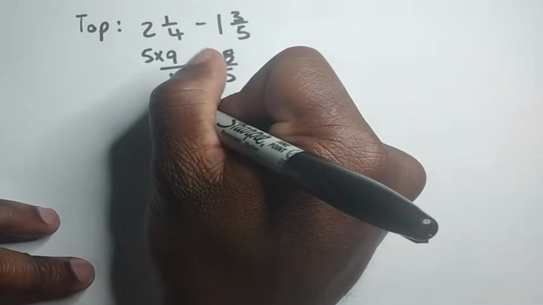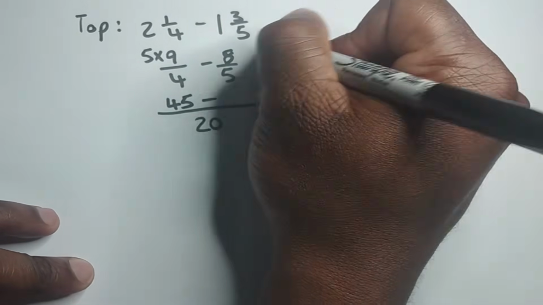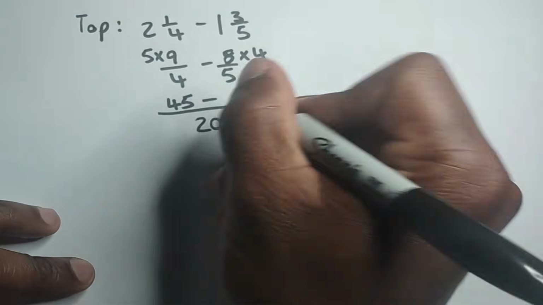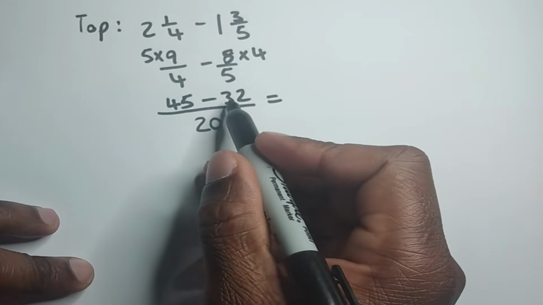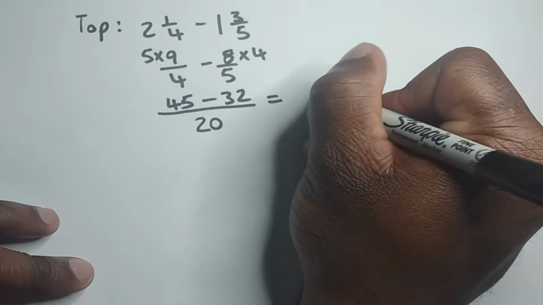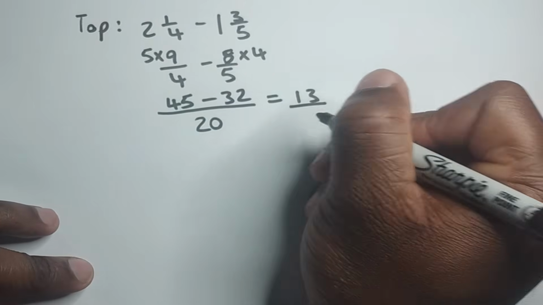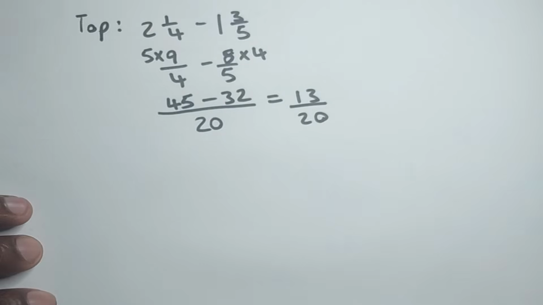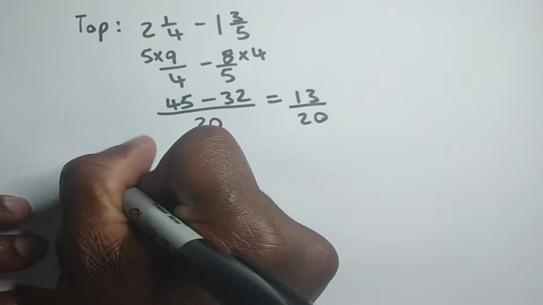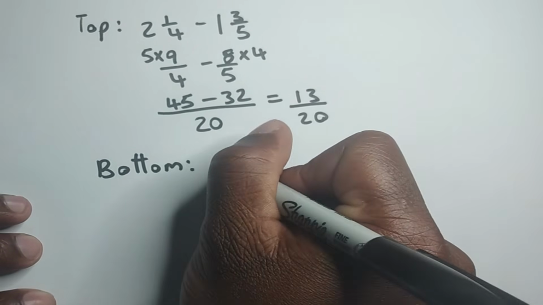5 times 9, that's 45 minus 5 into 20 goes 4 times. 8 times 4, that's 32. 45 minus 32, that's what? I believe that's 13 if I'm not mistaken. So we're left with 13 over 20. Alright, now the bottom is already sorted for us. That's just one number down there, so that's 3.